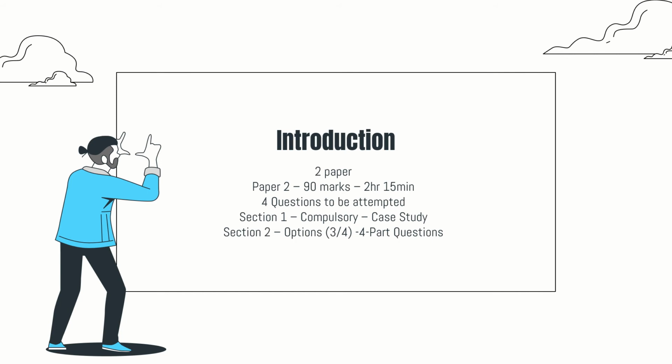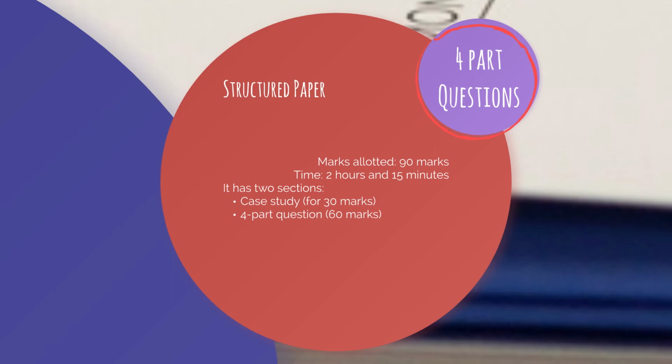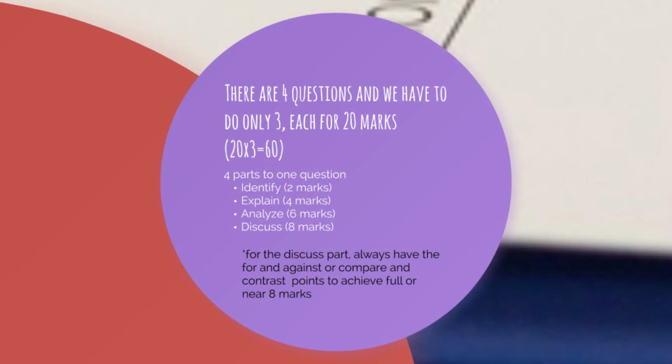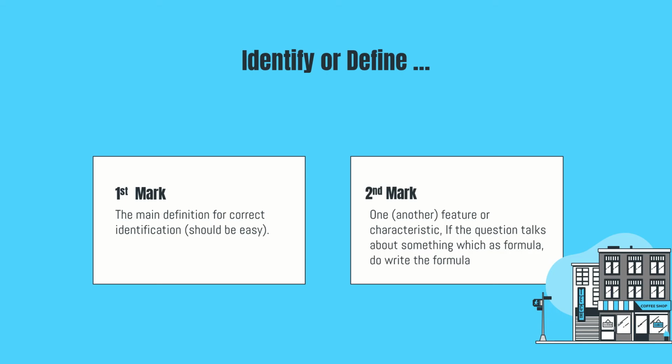In paper 2 we have that paper for 90 marks for 2 hours 15 minutes, four questions to be attempted. Section 1 is a compulsory case study, and section 2 is three questions out of four that are four part questions. Structured paper, so we have seen this in the first video for economics, basic economic problems. This is just a recap, you can just read this. And there are these four part questions also.